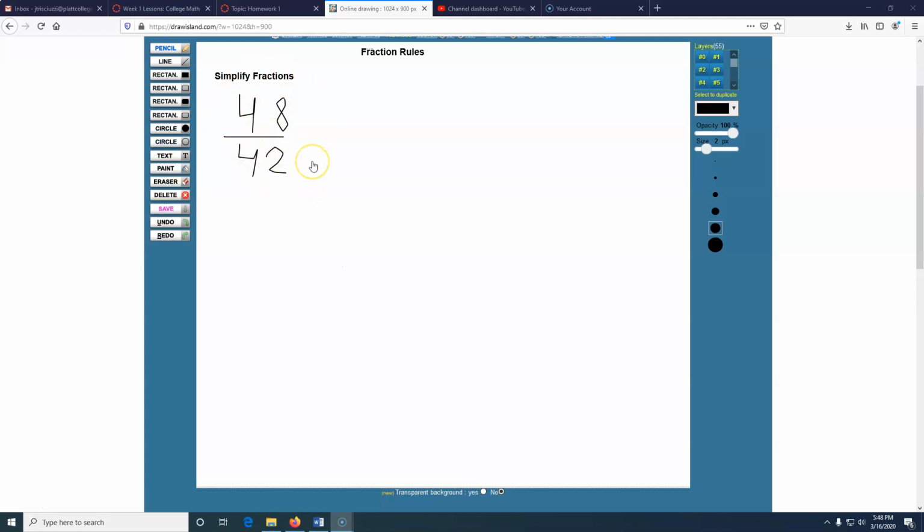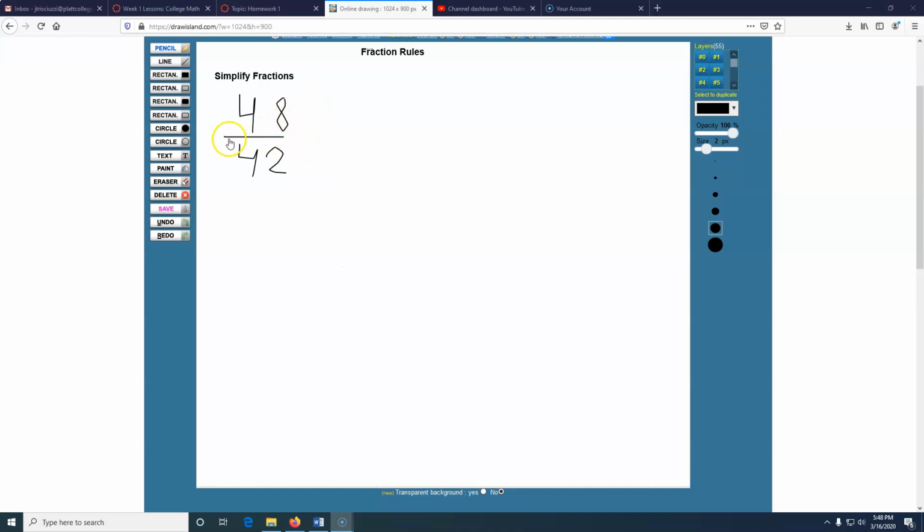So obviously 2 does, but 4 doesn't. So 4 would not be something that we could divide both of these by, and you keep going. Okay, 6 works for 42, 7 works for 42, but beyond that, you're not seeing a whole lot. I mean, you have things like 21, but at that point, it's not going to work.